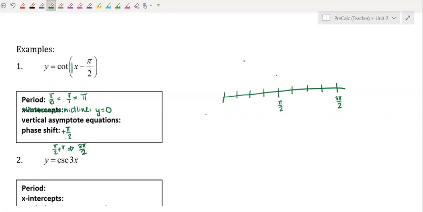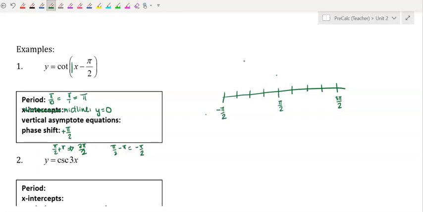And I'm going to do the same thing, except I'm going to do pi over 2 minus pi. And that's going to get me this value right here. And so when I end up doing that, that's going to get me negative pi over 2. So negative pi over 2.